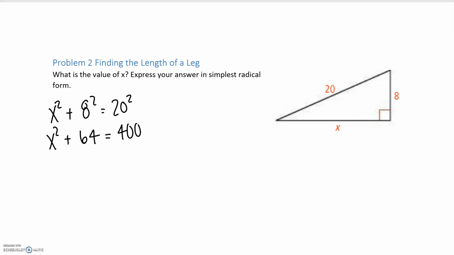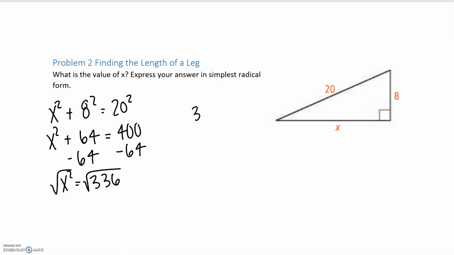When we do that, the next step, we are going to subtract 64 from both sides, which gives us x squared equals 336. So if we take the square root of 336, it's going to give us a messy decimal. What we want to do is figure out how to make it the simplest radical form. Okay, so what we're going to do is we're going to do our factor tree.